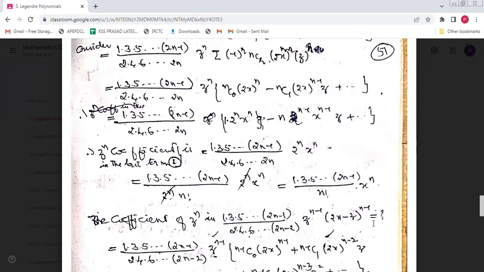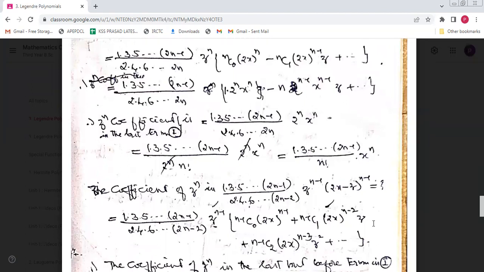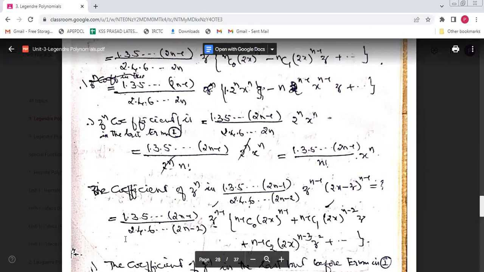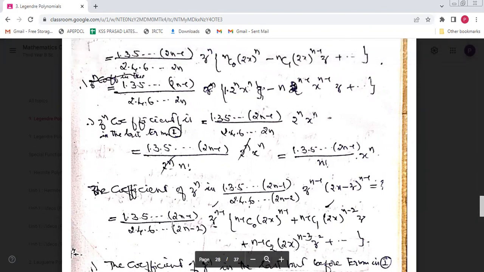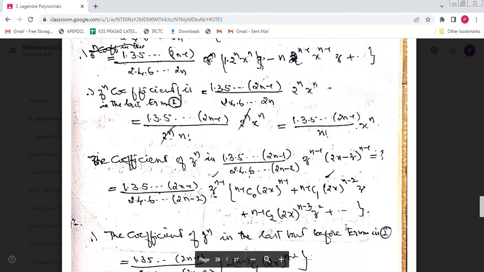Similarly, what do you expect the coefficient of z power n in the previous one? So we are going to write 1 into 3 into 5, etc., 2n minus 1 divided by 2 into 4 into 6, etc., 2n minus 2 times z power n minus 1 into (2x minus z) whole power n minus 1. So that is nothing but 1 into 3 into 5, etc., 2n minus 1 divided by 2 into 4 into 6 into 2n minus 2 into z power n minus 1 times [(n minus 1)C0 (2x) power n minus 1 plus (n minus 1)C1 times (2x) power n minus 2 z plus (n minus 1)C2 into (2x) power n minus 3 times z square and so on].